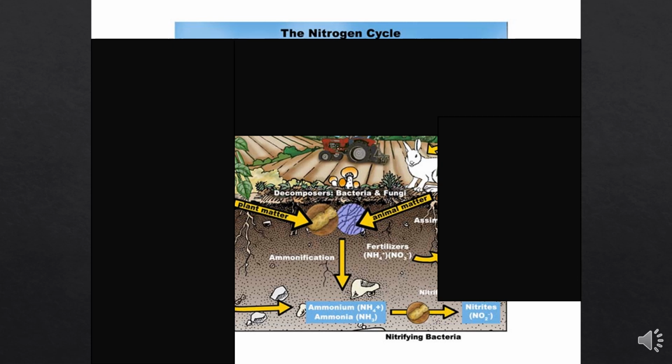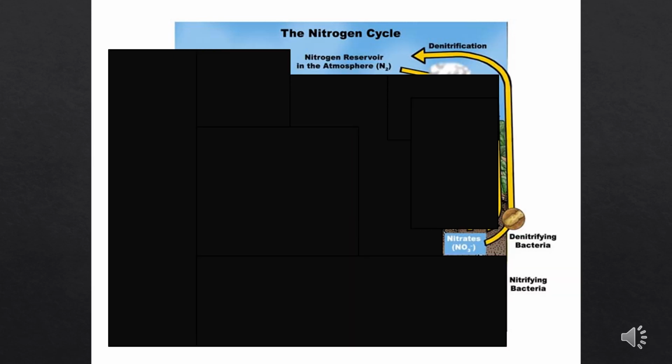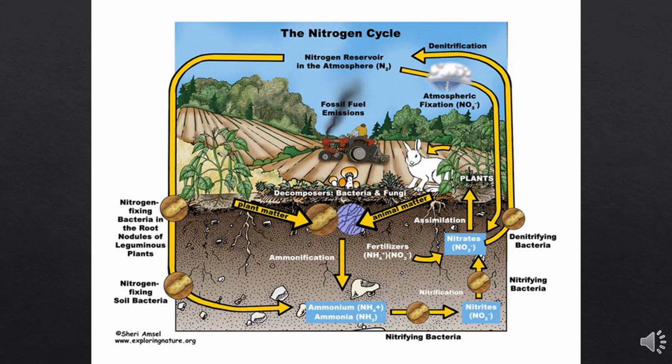So what's next? This one I feel like is the most obvious, but this is the final step, which is denitrification. Nitrates reduced to atmospheric nitrogen. And that is the complete nitrogen cycle.